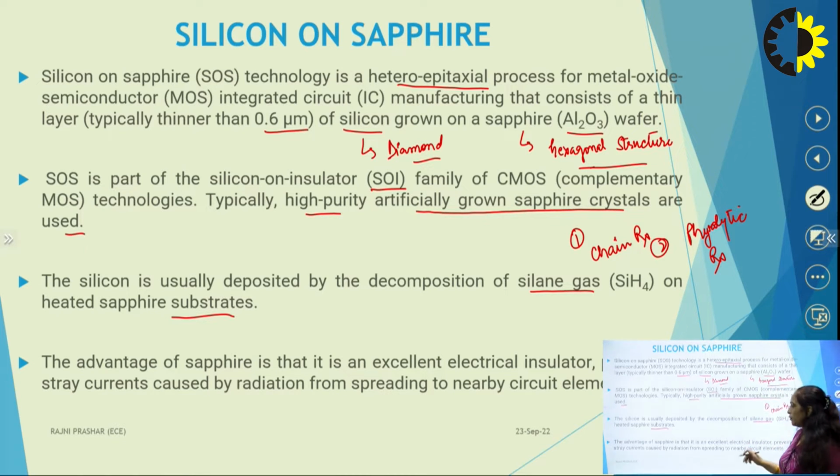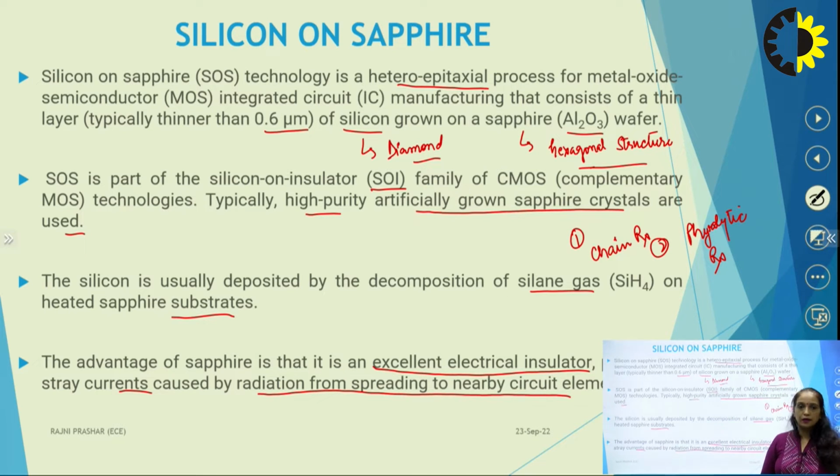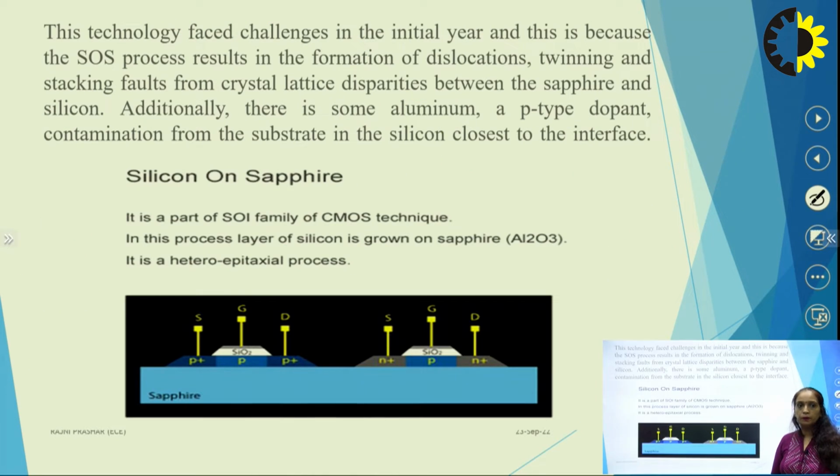So the advantage of sapphire is that it is an excellent electrical insulator and prevents the stray currents caused by radiation from spreading in the nearby circuits. When we work at radio frequency, at a very high frequency, chances are some stray currents will affect the performance of the overall circuit because of the radiations which come from the nearby circuit. So sapphire behaves as an excellent electrical insulator and will prevent that issue.